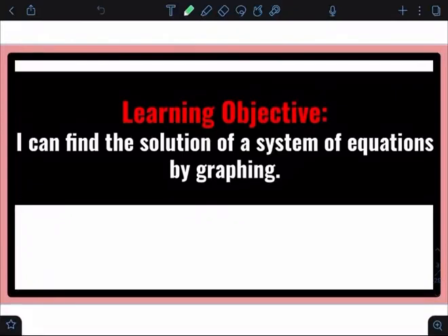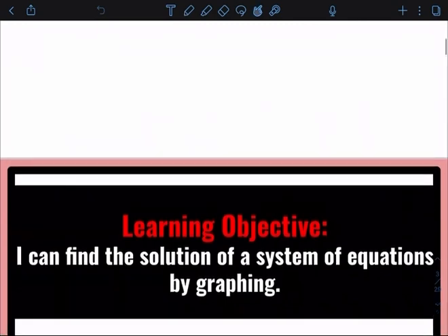Hello everybody, today we are going to start our 5th unit in algebra, which is the systems of equations unit. In today's lesson, we are going to be learning how to find the solution of equations by graphing. So you could assume that today we are going to be doing lots of graphing. So let's look at the do now.